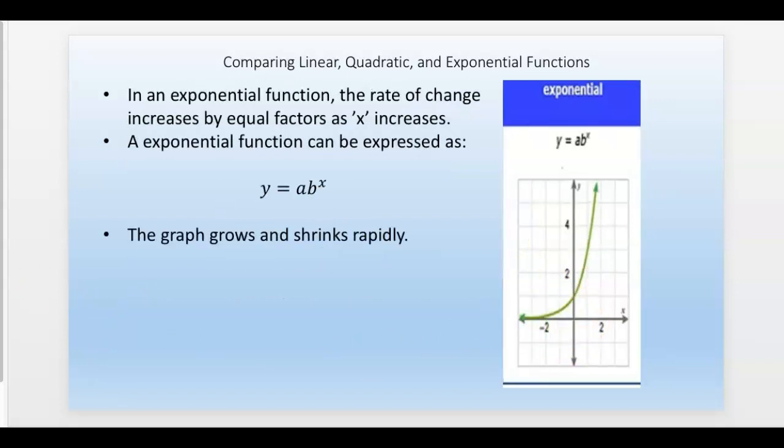This exponential is a little different. It's where the variable x is the exponent. It's up in the exponent. The rate of change increases by equal factors as x increases. The graph grows and shrinks rapidly. That's what exponential does, okay?